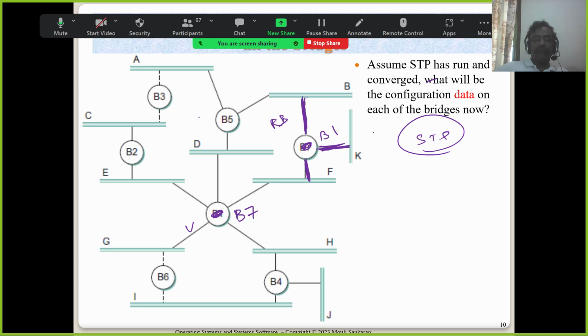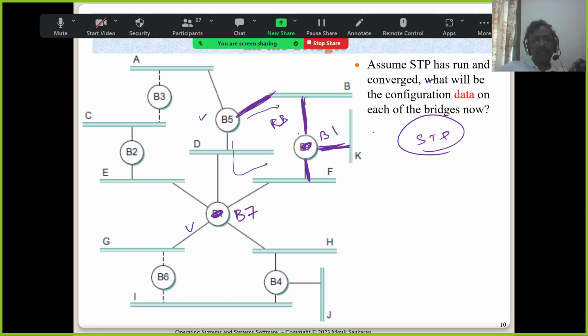Now look at B5. B5 is one hop away from bridge B1. Now it actually has a path, like this as well as like this. Let me draw it very lightly. In that case, what will happen? This is reaching after one bridge, whereas this is directly reaching, which is shortest. This is the shortest. So naturally you have to connect this in the STP.